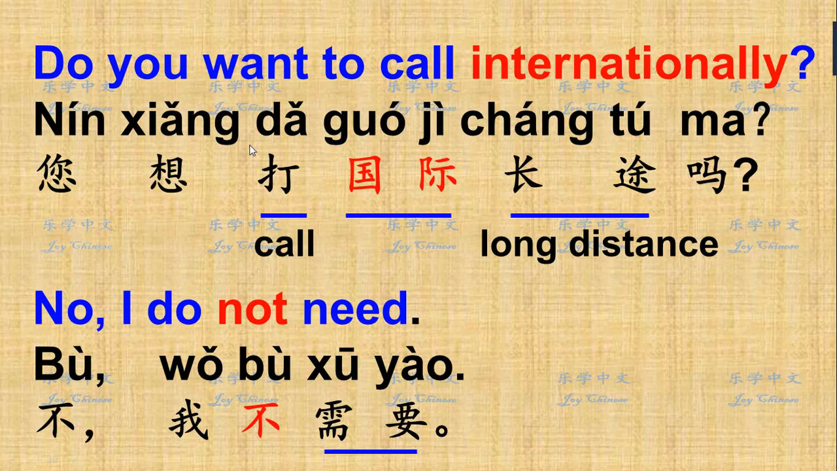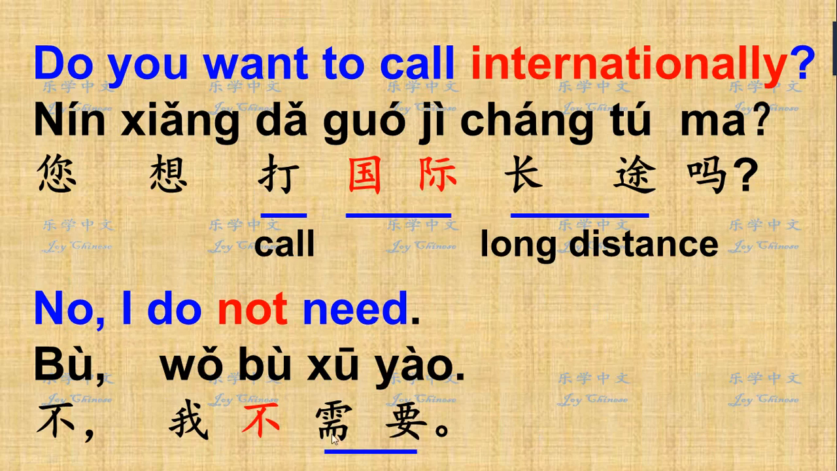Of course, 打 has other meanings, like beat somebody, or play basketball. They use the same word. 打. 长途 means long distance. 长 means long. 途 means distance. 您想打国际长途吗? No, I don't. So 不. Again, when you want to say no, you say 不.